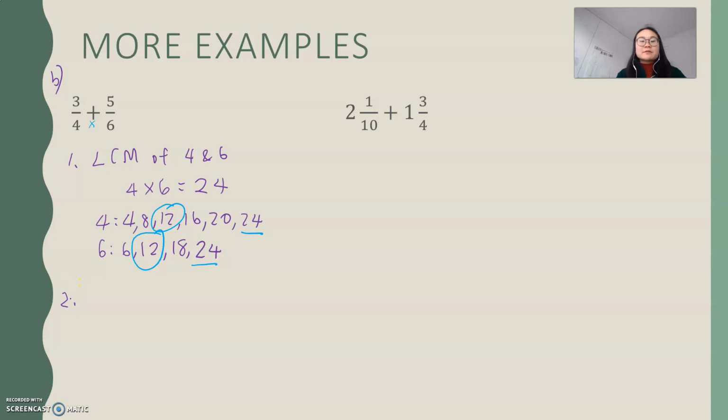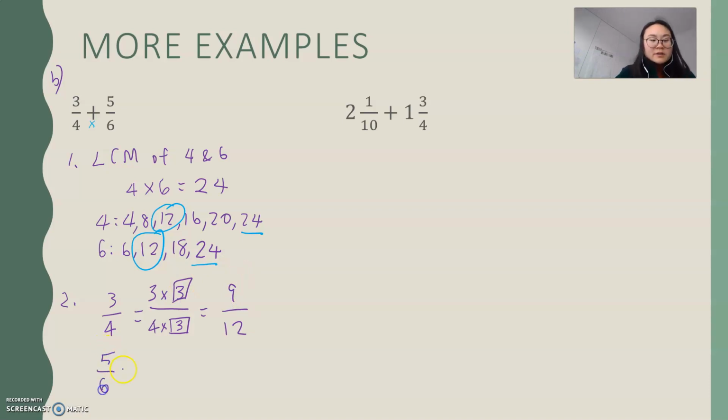Now what I have to do is write each fraction as a fraction over 12, so find equivalent fractions. So 3 over 4, I want to write this as something over 12. So 4 times something will give me 12. So 12 divided by 4 is 3, that something is 3. Whatever I do to the bottom, I must do to the top. Okay, 3 times 3 is 9. So 3 over 4 can also be written as 9 over 12.